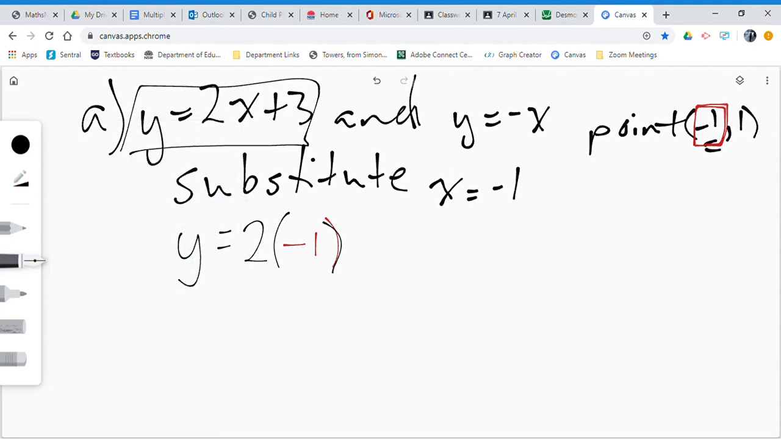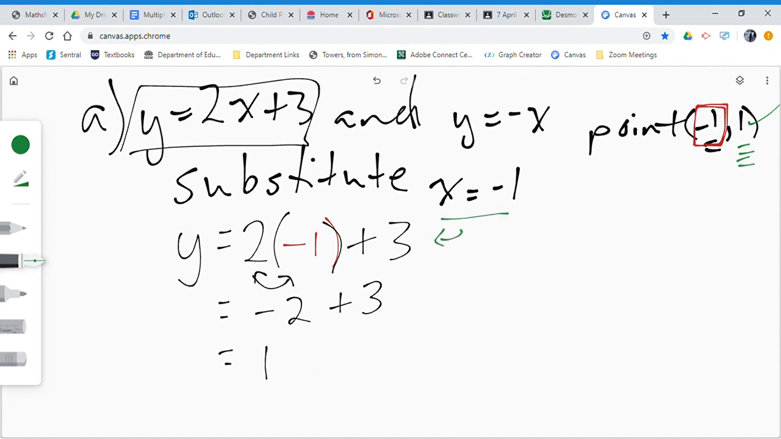Once I've substituted in negative 1 plus 3, the next step I do is I now multiply. What's negative 1 times 2? It's negative 2 plus 3. Finally, what's negative 2 plus 3? It equals 1. So let's go back and look for a second. Does y equal 1? Yes, y equals 1. So that's a good sign. So this does satisfy, when x is set as negative 1 and substituted in, it does satisfy this equation.